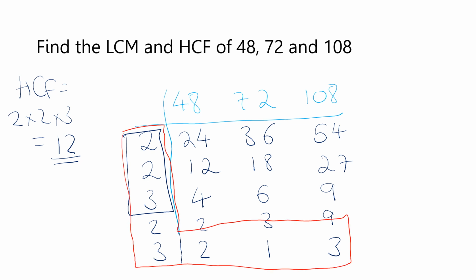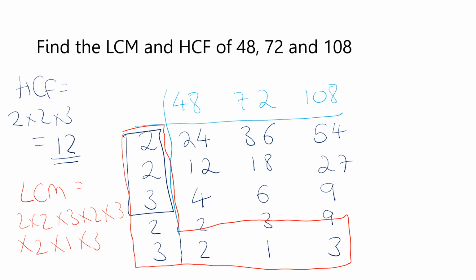Again, we're just remembering LCM. Sorry, you can tell I'm not used to making these videos because that's really messy. This is 2 times 2 times 3 times 2 times 3 times 2 times 1 times 3. So we have to be careful. The HCF is not the whole left-hand side. It's just the ones that came out of all three numbers. But for the LCM, I want to go all the way down and across.